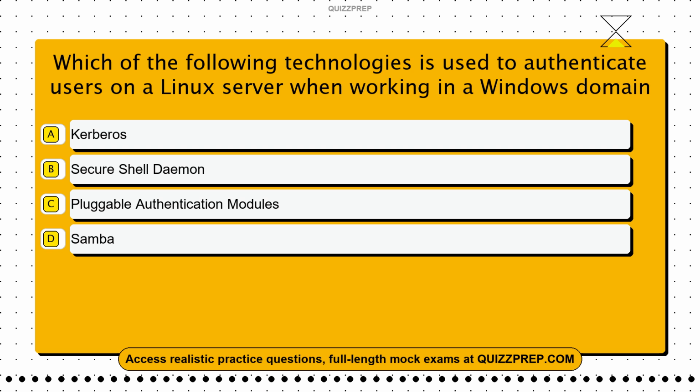Windows domain? Option A, Kerberos. Option B, Secure Shell Daemon. Option C, Pluggable Authentication Modules. Option D, Samba.